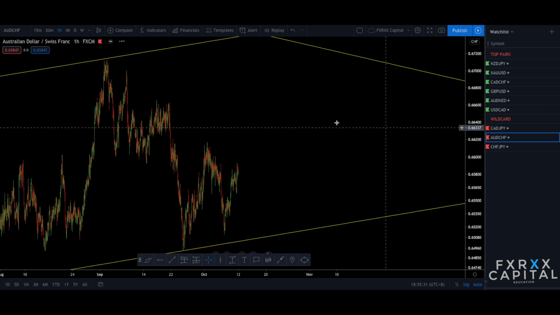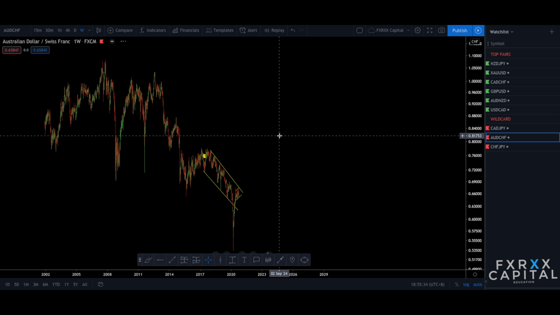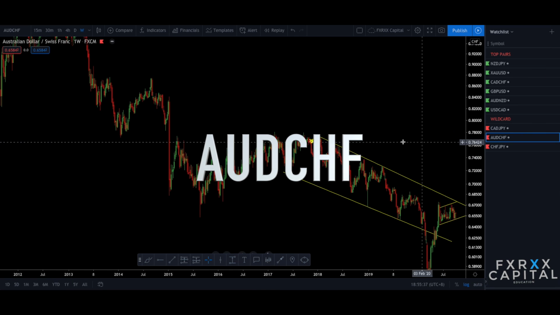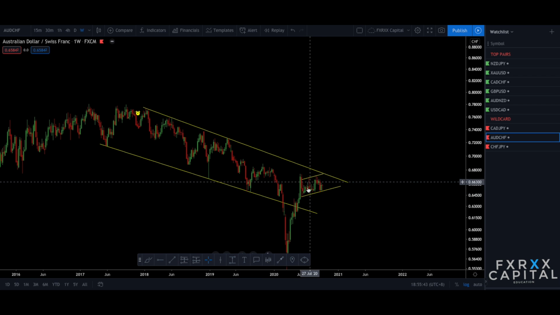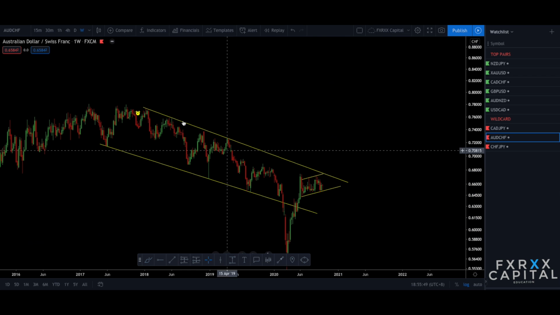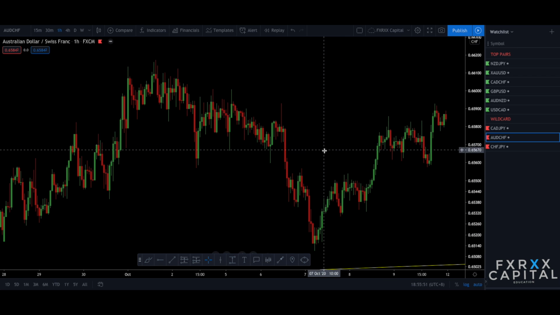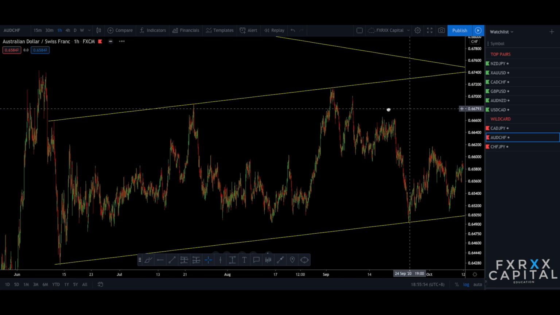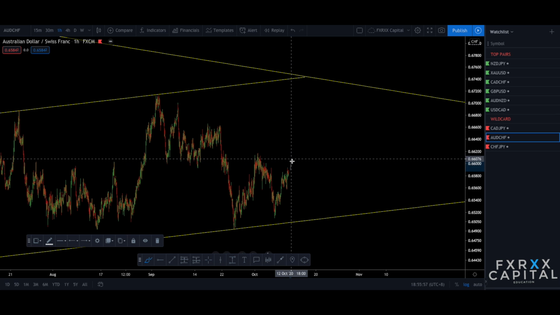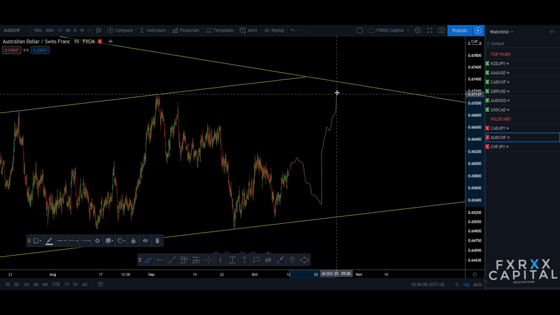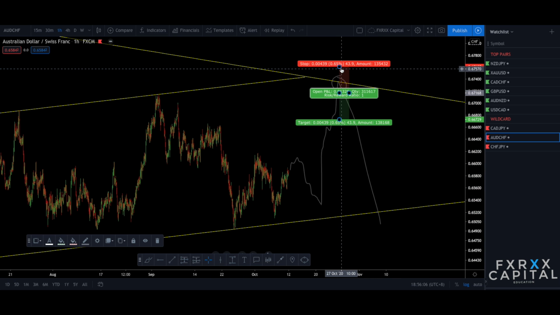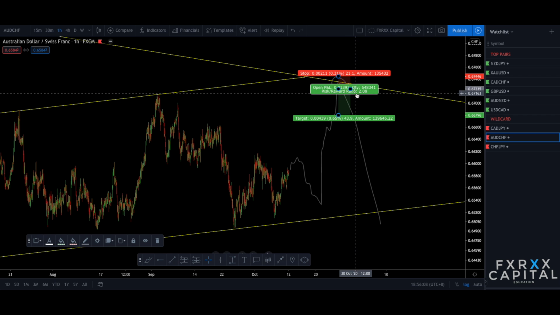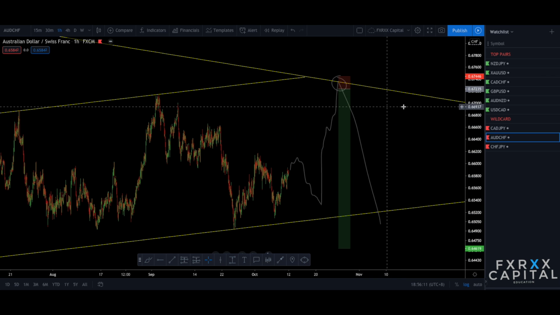Second pair will be Australian dollar Swiss franc. You can see price has quite a familiar structure: descending channel, creating a small ascending channel and approaching to the upside, outside, and sell to the downside. So that will be the setup. What I'm looking for is price to continue with the structure. This pair has quite a corrective structure. However, if price approaches this area, I want to enter a sell setup from this area. So this will be the setup.